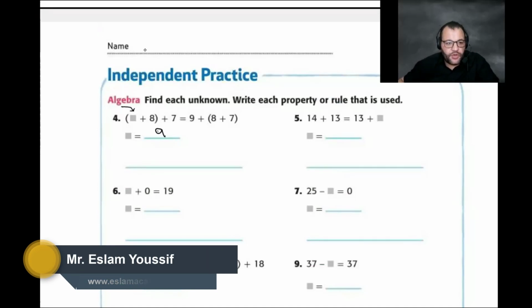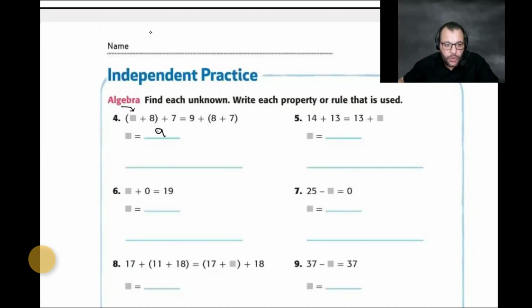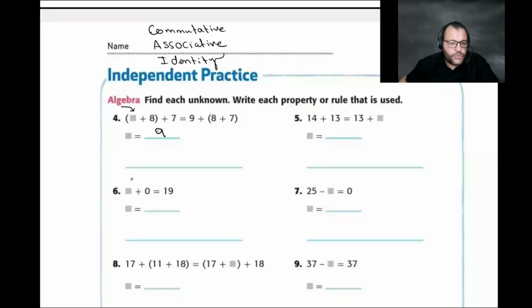I will write here the names of the properties. The first one is called commutative. I will write it, commutative. Associative property of addition. Yes. Associative and identity. So this property is called associative property.